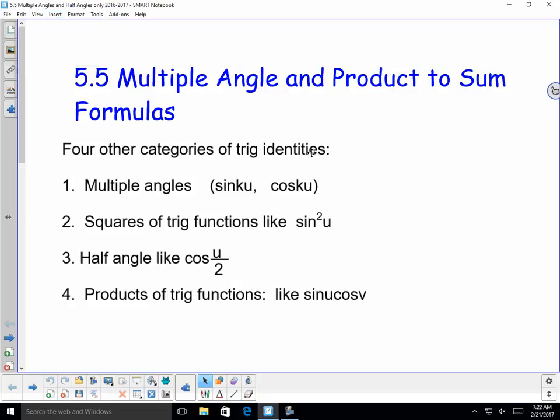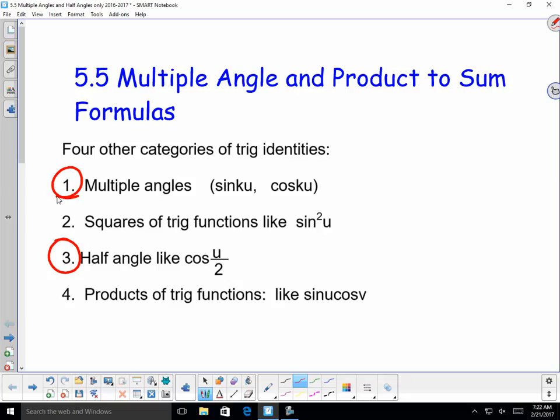We are looking at section 5.5, multiple angle and product to sum formulas. There are 4 other categories of trig identities that we're going to be looking at: multiple angles, like sine of 2u, cosine 2u, sine 3u, and so on; squares of trig functions like sine squared; half angle formulas like cosine of u over 2; and products of trig functions, like how do you figure out what to do with sine u times cosine v. In this video, we are only looking at these 2 types, multiple angle and half angle formulas.